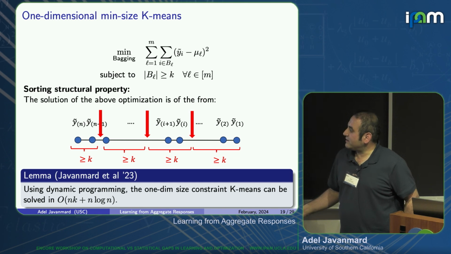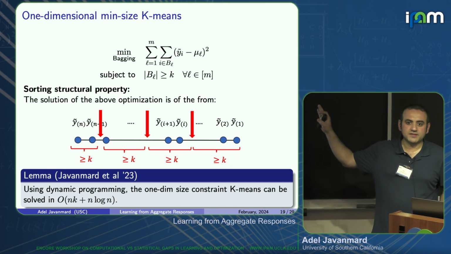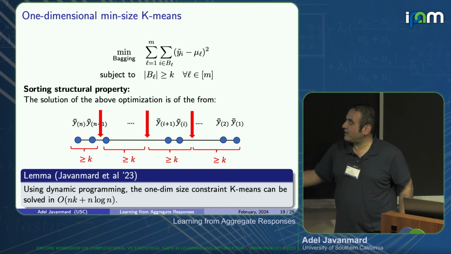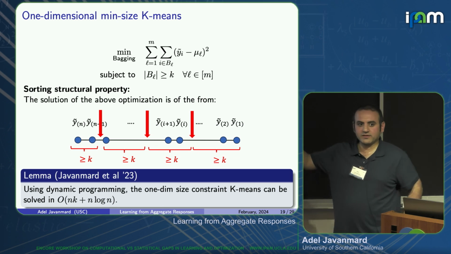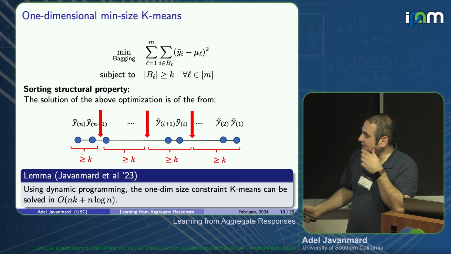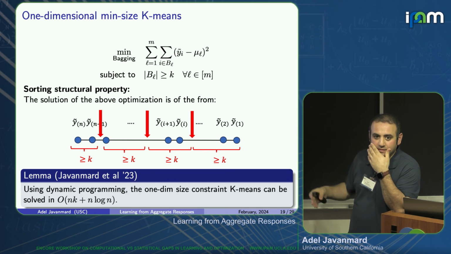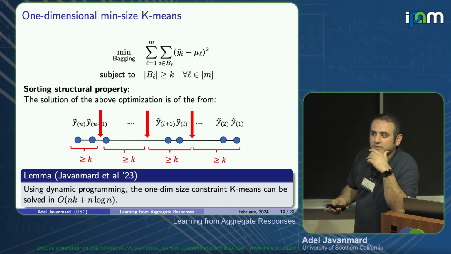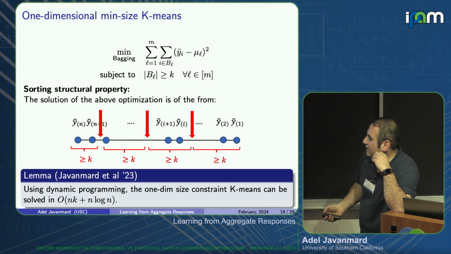So this is a very simple structural property of a one-dimensional K-means problem. It's very easy to see that if you try to solve this problem in one dimension, it's just sorting and then grouping them together. But still, you need to see what are the right locations for these barriers to construct the K-means. And you can write dynamic programming and solve it very easily. The complexity would be n times the size of the bag plus n log n.